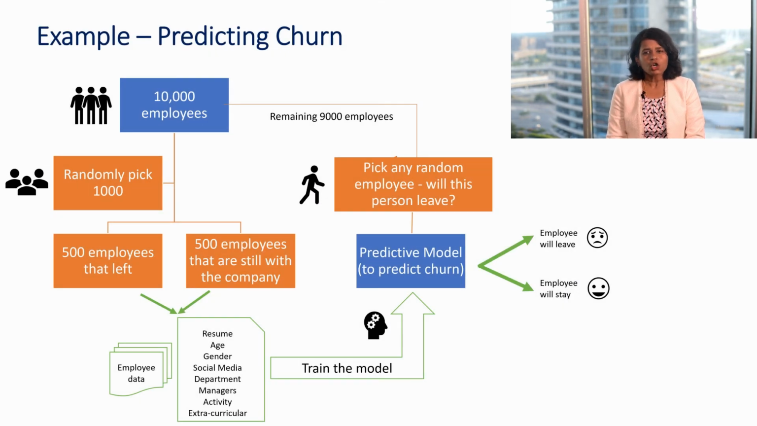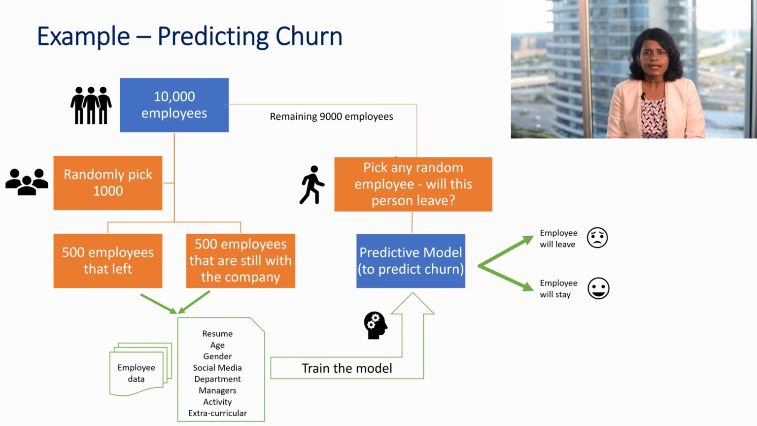Imagine a major corporation has 10,000 employees. We pick a random 1,000 employees where 500 of those left the company and the other 500 are long-timers. We assume that this large corporation keeps all the data surrounding their 10,000 employees. They keep track of when they were hired, their resume, the departments they worked at, their managers, engagement in the company, past performance, demographics, and other variables.